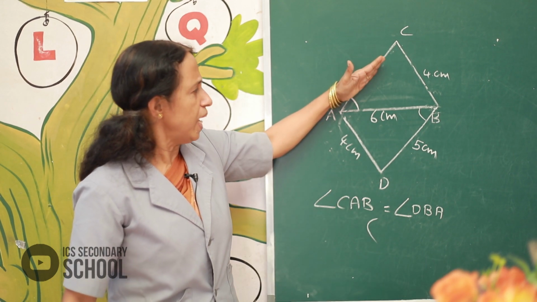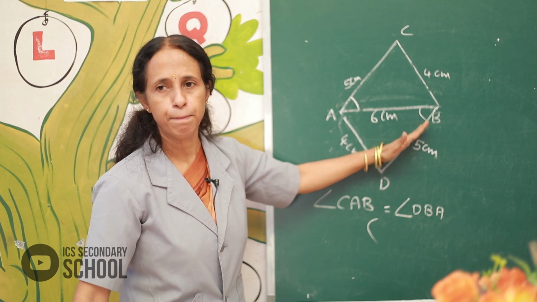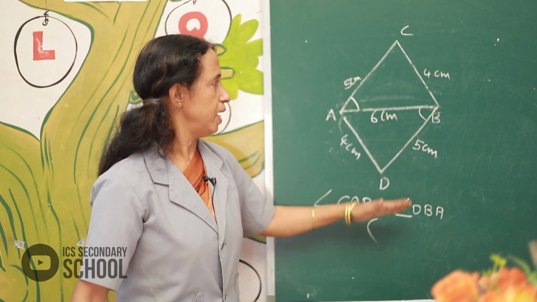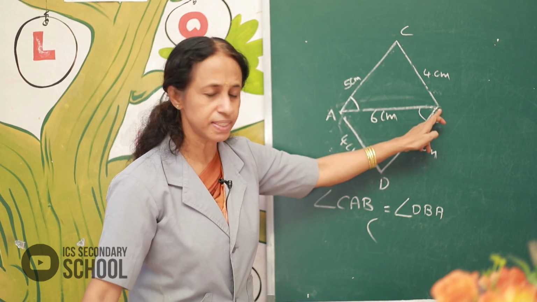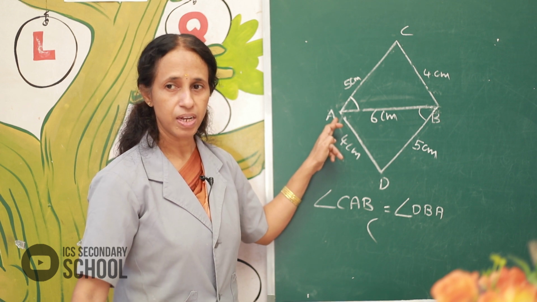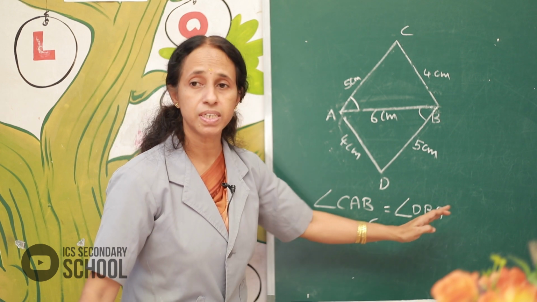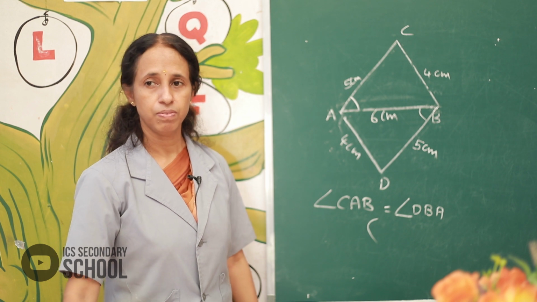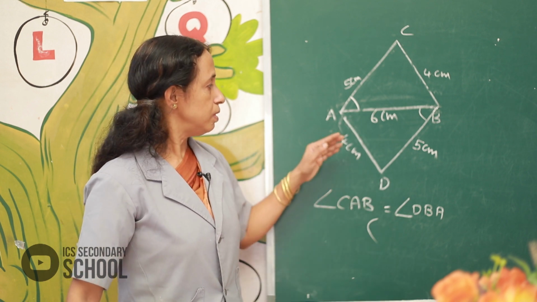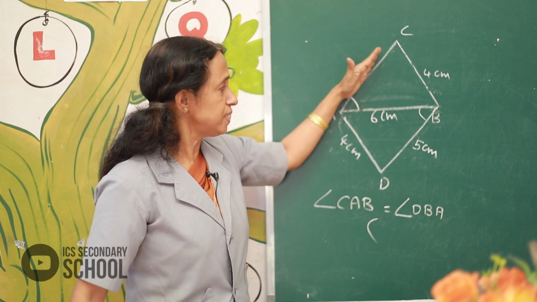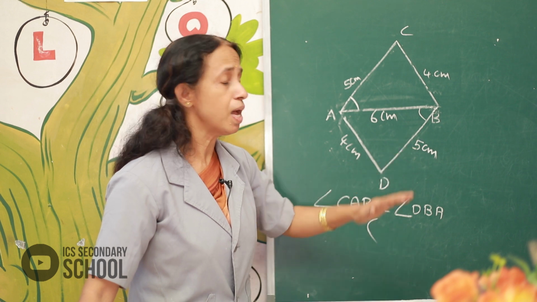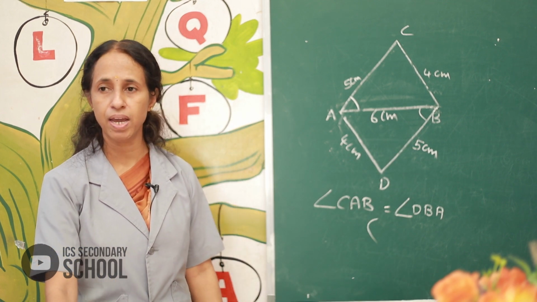So, AC and BD are parallel. Angle CAB is equal to angle DBA by alternate angles. We know that alternate angles are equal. So, AC and BD are parallel.